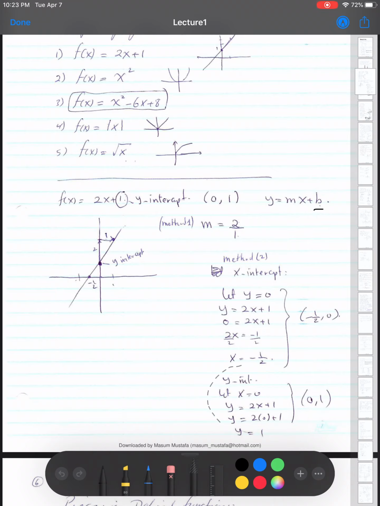In this case it's already given, or you can find it in this way. I'm sorry, this is the y-intercept, I'm talking about the y-intercept. Now we found the y-intercept and the x-intercept. The y-intercept is when x is equal to 0, so the y-intercept is 1 and the x-intercept is negative half. If we draw a line between the x-intercept and the y-intercept, we find the graph.